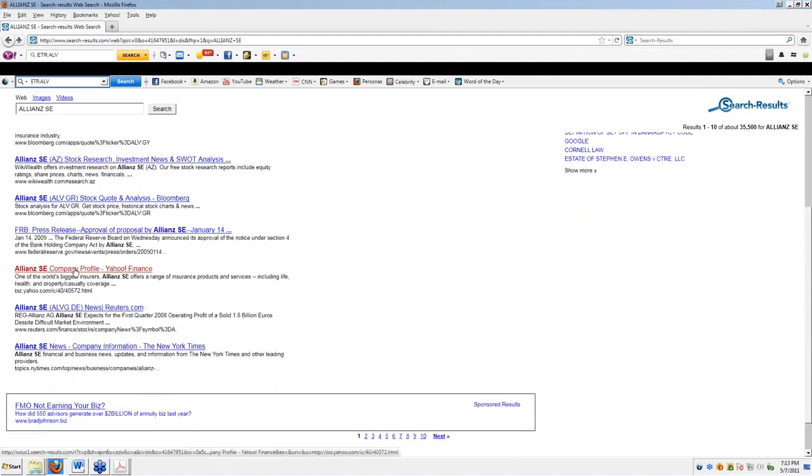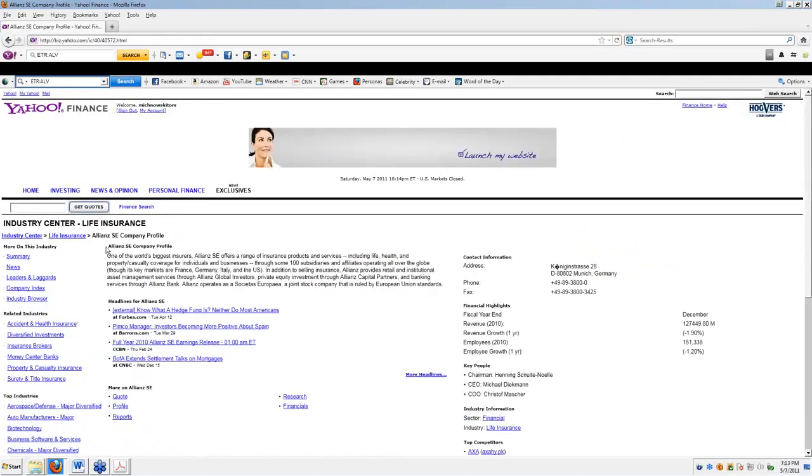This is the insurance company. Allianz. What does that say? One of the world's biggest insurers. Read that. Allianz SE offers a range of insurance products and services, including life, health, and property casualty coverage for individuals and businesses, through some 100 subsidiaries and affiliates operating all over the globe.